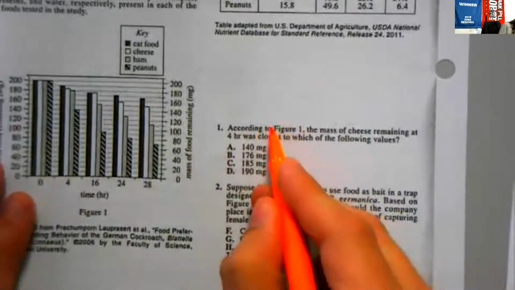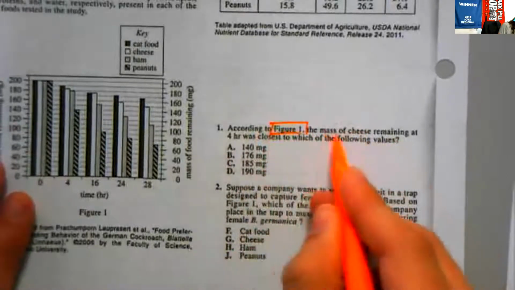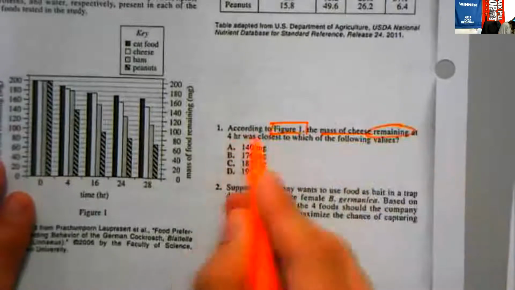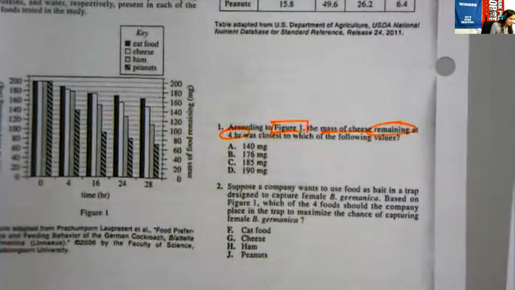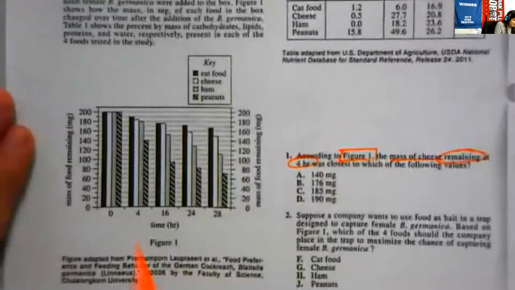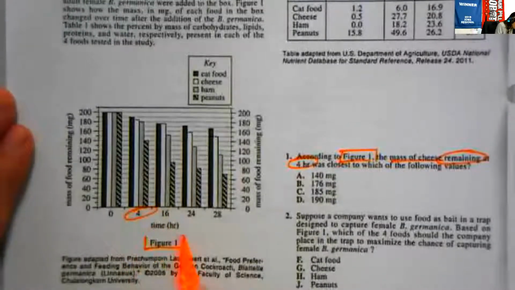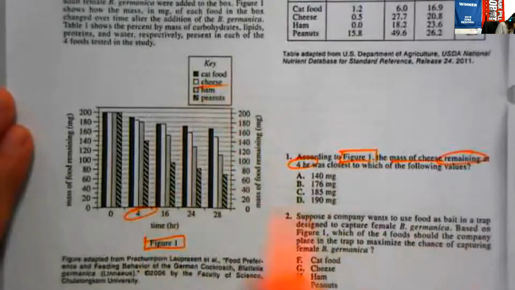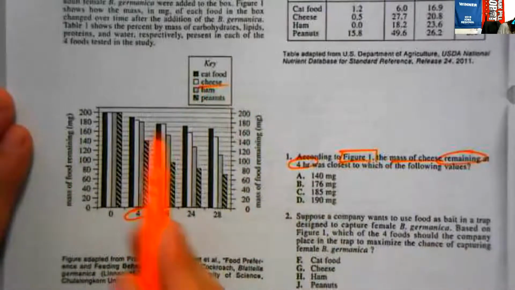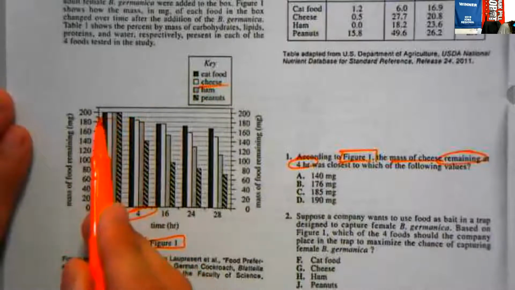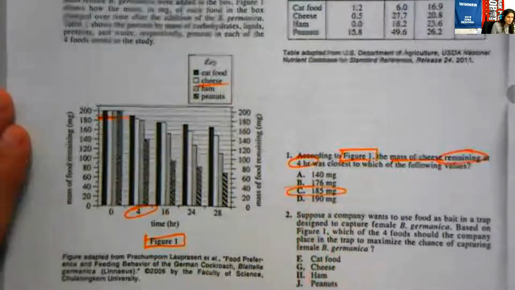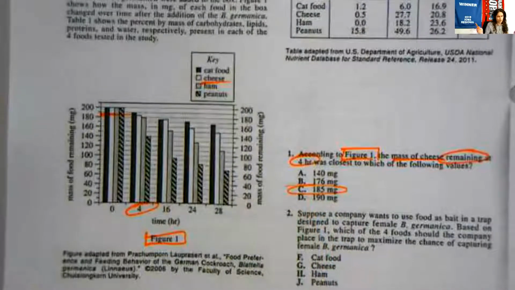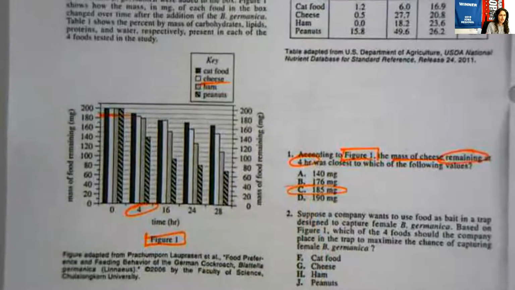According to figure 1, the mass of cheese remaining at 4 hours was closest to which of the following? Okie dokie. Mass of cheese remaining at 4 hours. So I got 4 hours. I got figure 1 right here. I got cheese as the white one. Mass of cheese remaining. I'm going to draw a little line over that looks to be something right around 185. So it's going to be answer option C for number 1. Drawing a line. You can do that one.